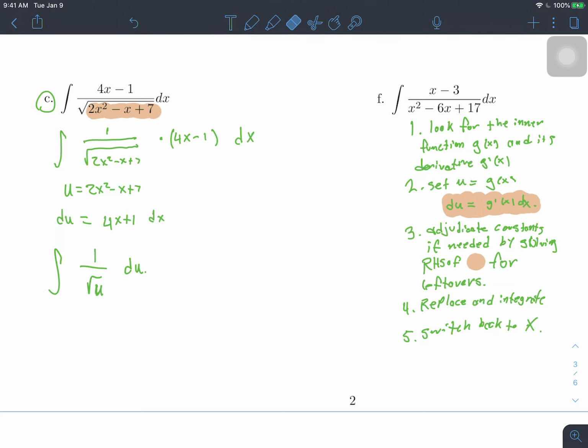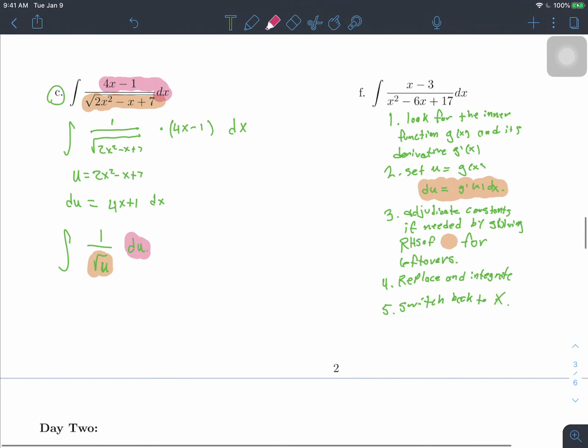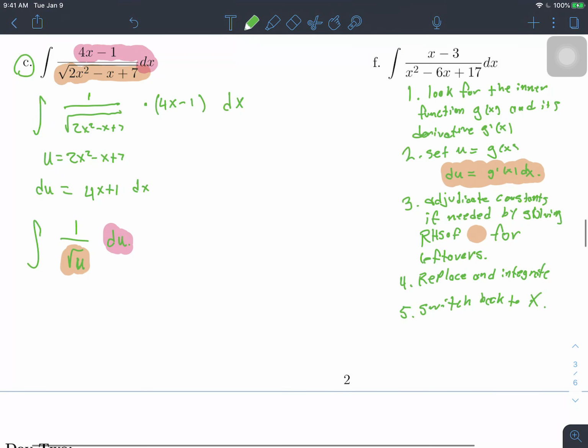If we look at our original function, the square root of u, that's this thing. The square root of u is this thing. And then the du is the leftovers, which are 4x plus 1 dx. Or 4x minus 1, excuse me. Okay, now how do I do this integral? Any rules I can use? I want to find the antiderivative of this function, 1 over the square root of u.